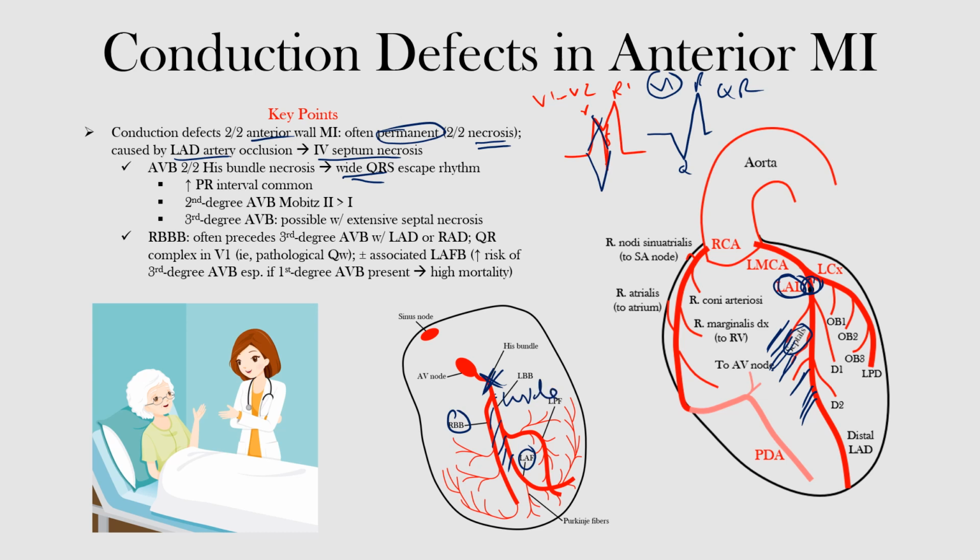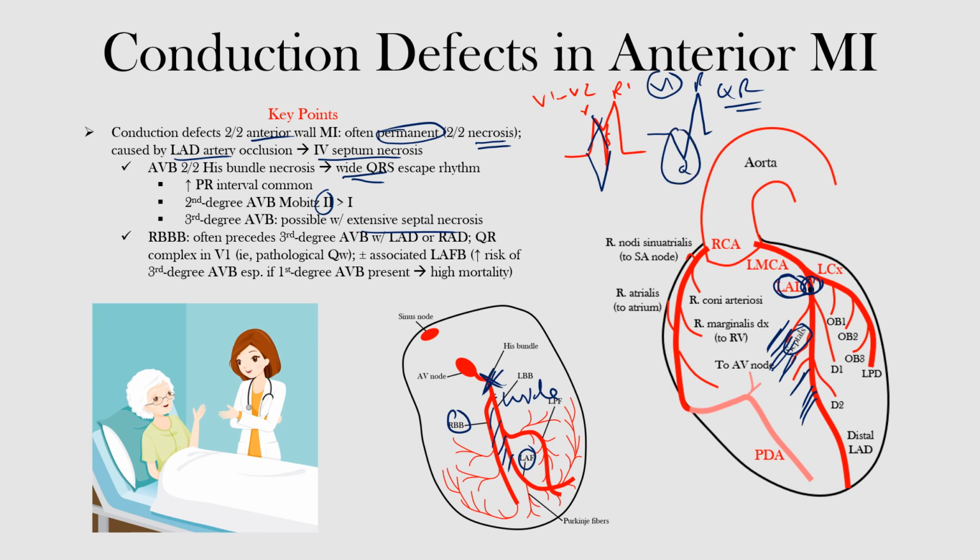We can also see an increase in the PR interval, so it's prolonged, like in first degree AV block. Second degree AV block, Mobitz type 2, is more common than Mobitz type 1. Third degree AV block can also occur if there's extensive septal necrosis. And then we mentioned right bundle branch block can occur with third degree heart block with left or right axis deviation. And then we talked about those QR complexes instead of those RSR prime complexes that we tend to see with right bundle branch block, because of those pathological Q waves that are appearing here.